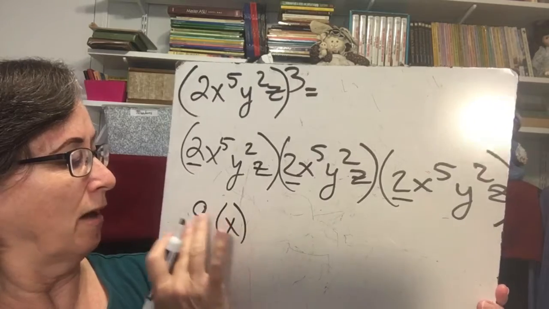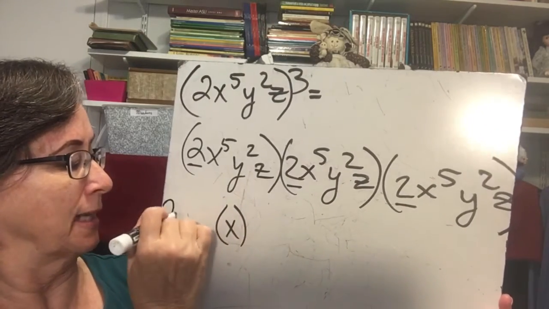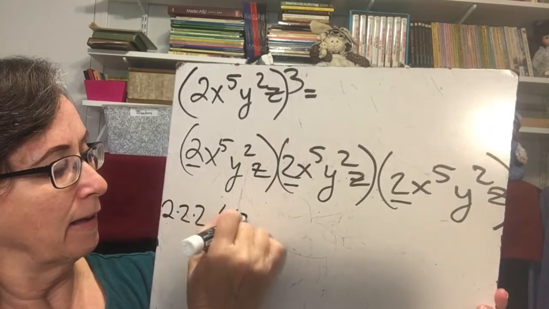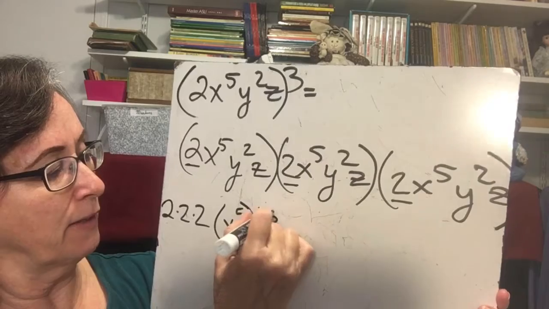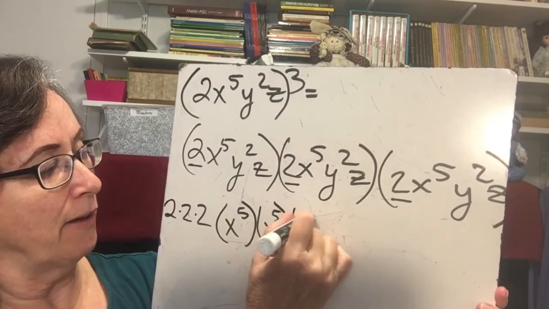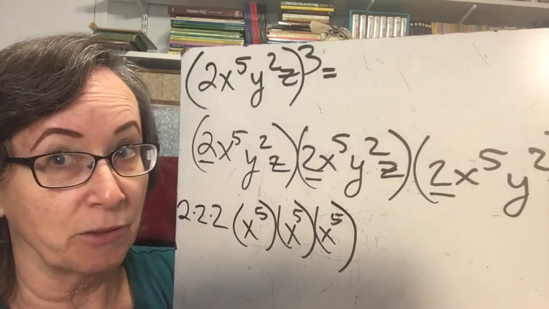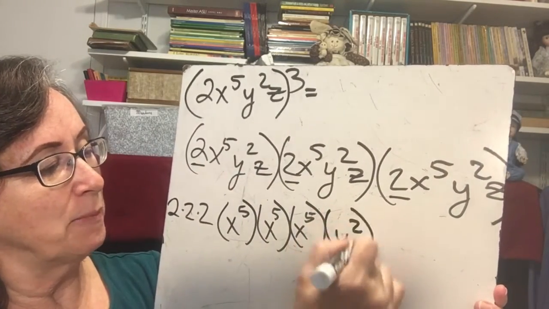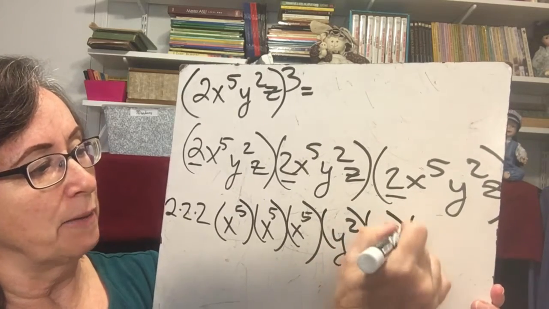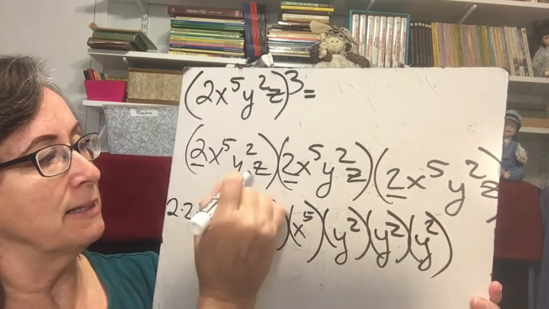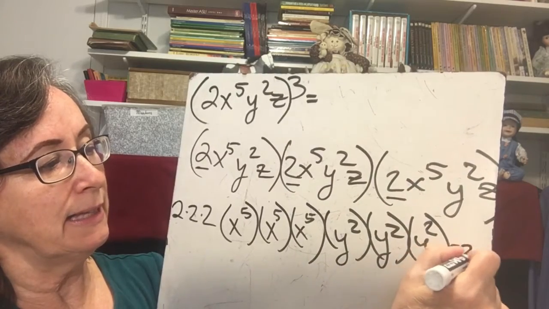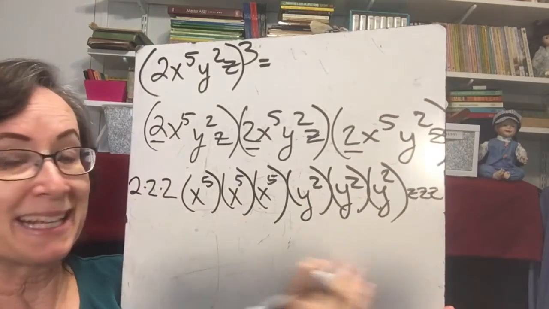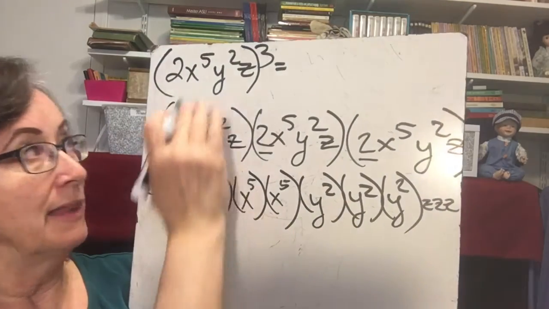And I could write these all out. I think your book just says 2 times 2 times 2 and x to the fifth times x to the fifth times x to the fifth. Don't worry. You won't have to do them all this way. And then y squared times y squared times y squared. And then z times z times z. I'm running out of room, so I'm just going to write them like that. Now, this would be an expansion of this problem, right?